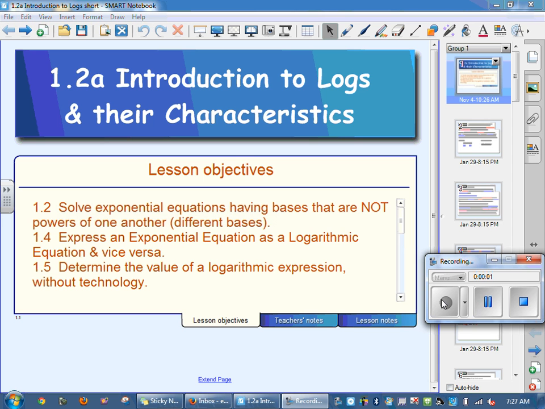Lesson 1.2a, Introduction to Logs and Their Characteristics. We're going to take a look at doing log regressions and also at what is similar between the log graph, the log equation, and an exponential equation and exponential graph.